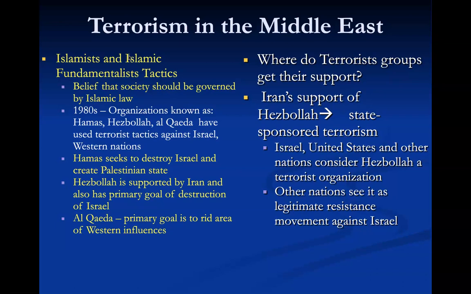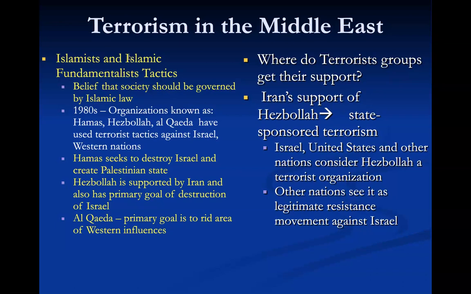In the 1980s, organizations known as Hamas, Hezbollah, and Al-Qaeda used terrorist tactics against Israel and Western nations. Hamas seeks to destroy Israel and create a Palestinian state. Hezbollah is supported by Iran and has a primary goal of the destruction of Israel. And Al-Qaeda has a primary goal to rid the area of Western influences. You've probably heard of Al-Qaeda more than the other ones.